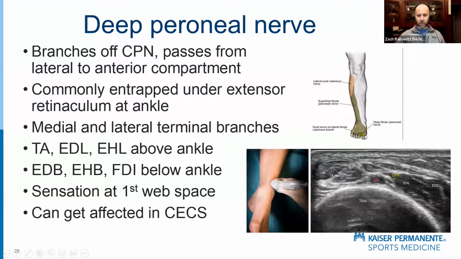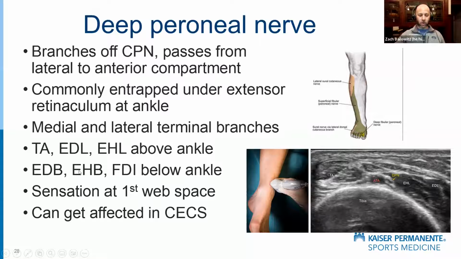It does branch out into medial and lateral terminal branches. Variably, this branching happens somewhere along the dorsal foot. Above the ankle, it innervates the three ankle tendons that we talked about: tibialis anterior, extensor digitorum longus, and extensor hallucis longus. Below the ankle, it does extend some branches to a few of the dorsal intrinsic foot muscles. And again, that's important.